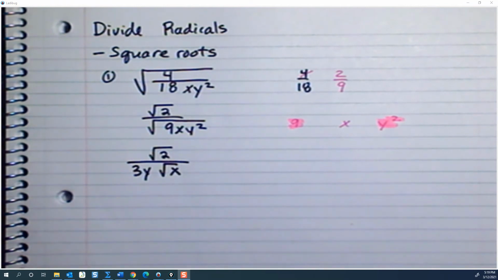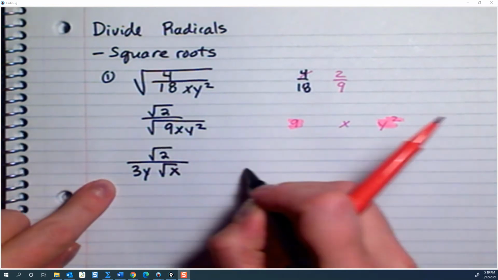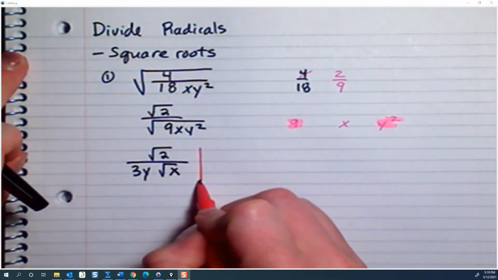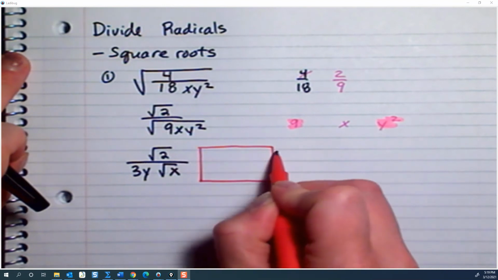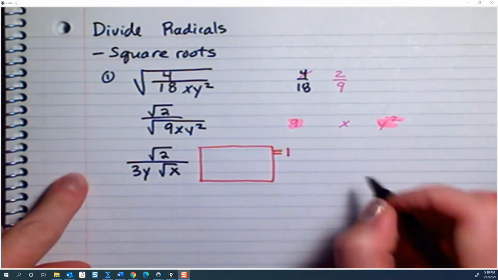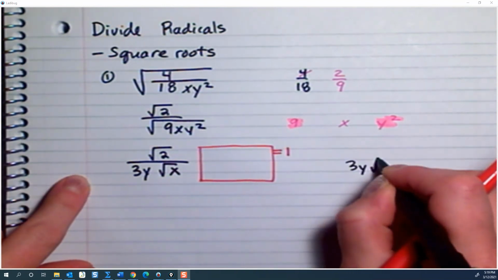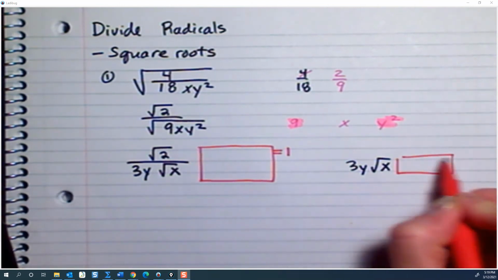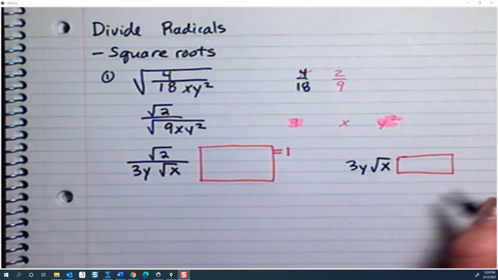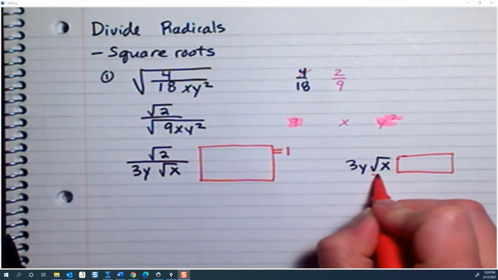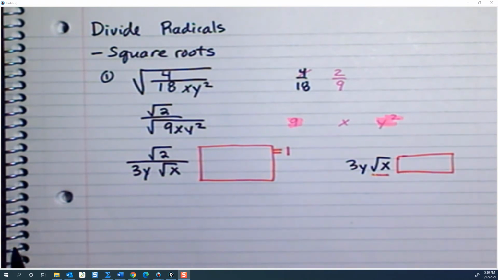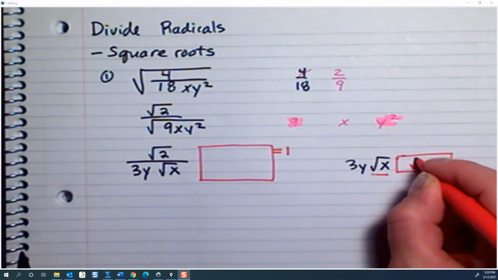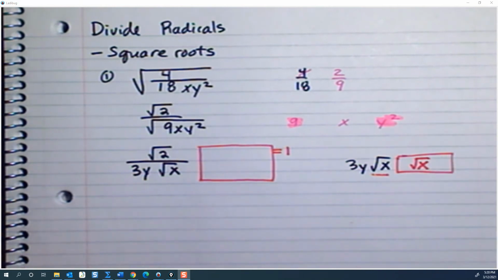And now that I have that written down, I am going to think about what do I need to put in my box that's equal to 1, that when I multiply it together with the existing denominator, that I end up with a perfect square. And so the only thing we need to look at is the part that is left in the radical. And so that's going to be a root x.